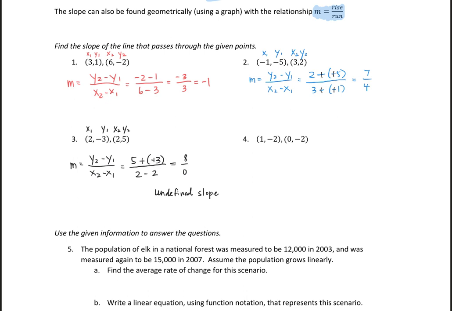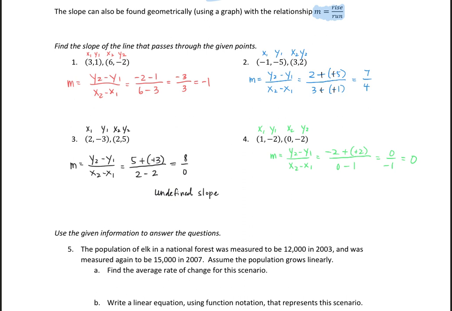So the last one, number 4, we have x1, y1, x2, y2. We're going to use our formula. So we'll get negative 2 minus negative 2 over 0 minus 1. So we end up getting 0 over negative 1, which is 0. So if you divide by 0, like in number 3, that's undefined. But 0 divided by something is 0. So that's okay, and you get 0.